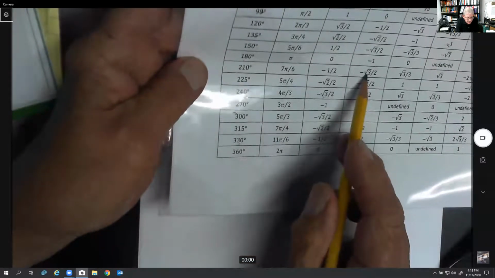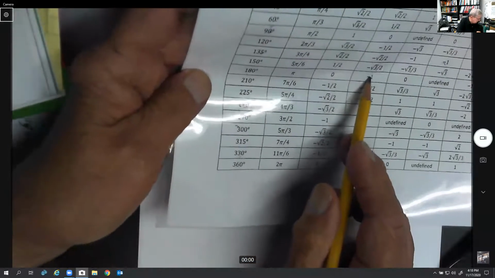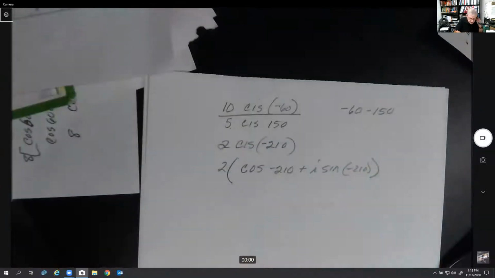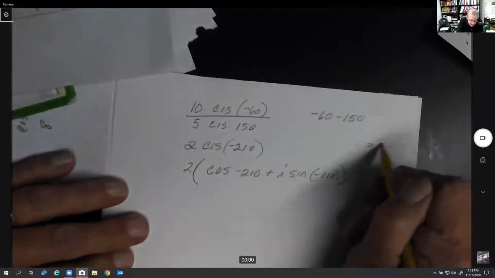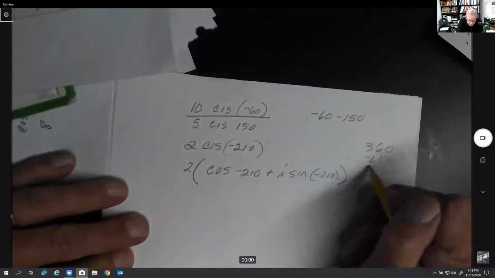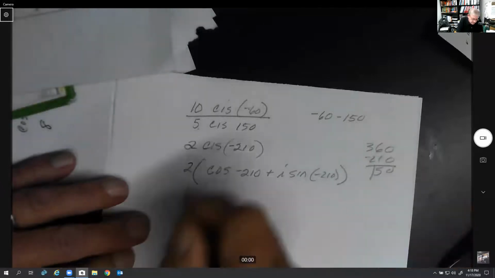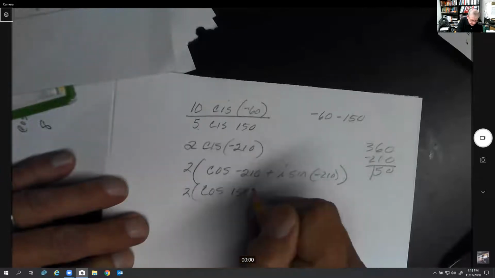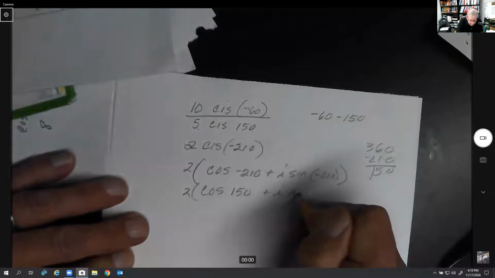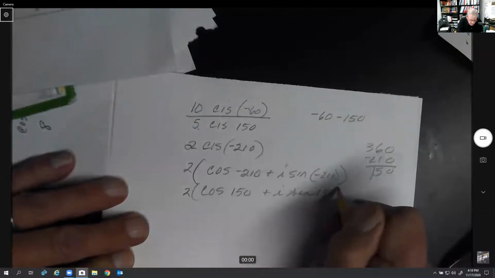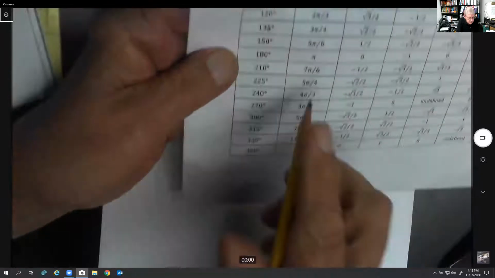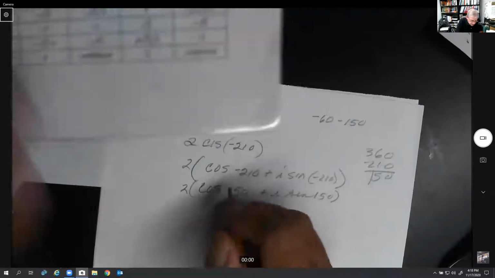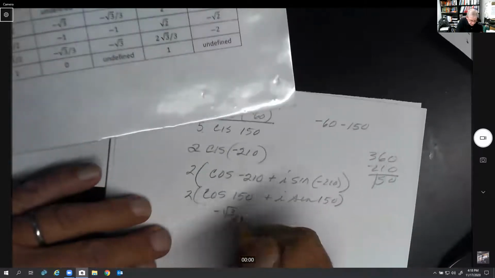See, cosine would be radical 3 over 2, and for the sine, they used a positive 1/2. So I guess we would have to add 360 to that. So 360 and minus 210. Let's use 150, I think it's easier. Let's see if we get the same answer they came up with. Let's see what happens. Cosine of 150. Cosine is negative radical 3 over 2. Yeah, that's what they came up with, see?